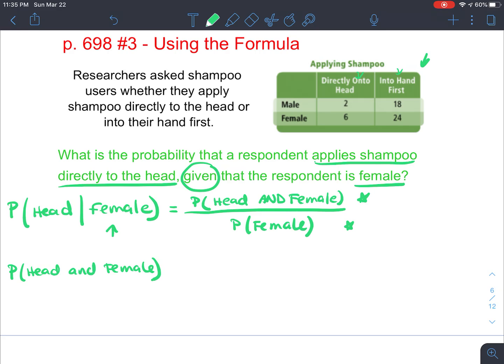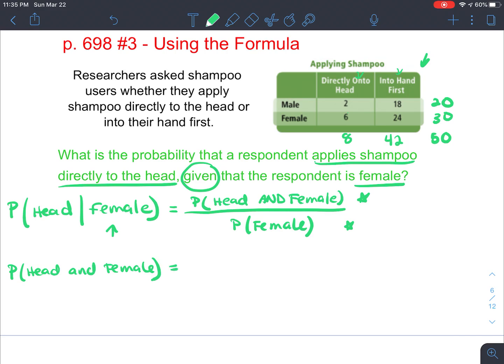To do this, we need all our totals. So let's add all the columns up to make this easier for ourselves. 2 plus 6 is 8 people who apply directly onto the head. 18 plus 24 is 42 people who go into the hand first. There are 2 plus 18, 20 males, and 6 plus 24, 30 females. If you add them all together, there are 50 total participants.